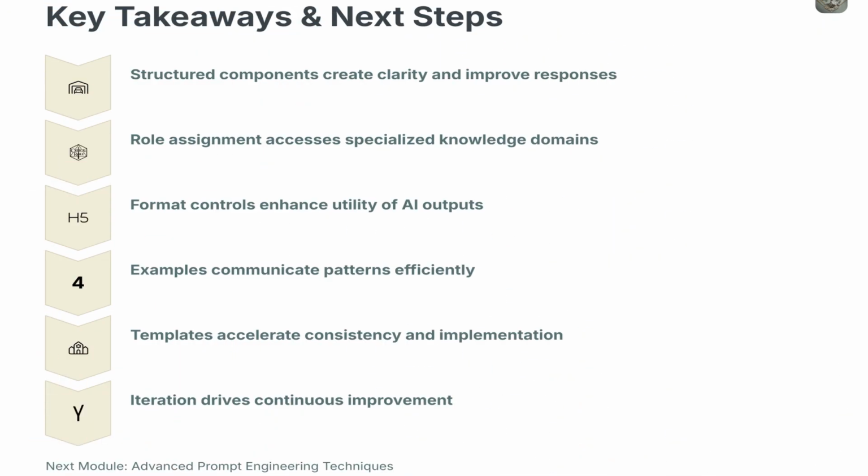As we conclude Module 2, let's reinforce 6 key principles that form the foundation of effective prompt engineering. Structured components create clarity that directly improves AI responses. Role assignment accesses specialized knowledge domains that enhance relevance and focus. Format controls ensure information is presented in the most useful way for your specific needs.